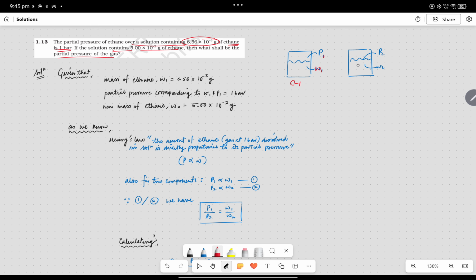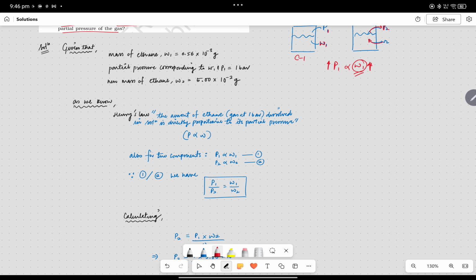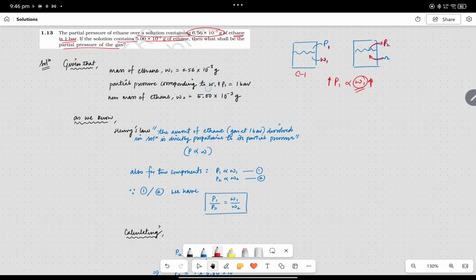Also obviously if we change the weight that is mixed in this solution, the composition, the partial pressure is going to change because of Henry's law. We know partial pressure is directly proportional to the mole fraction, or you can say weight, because the molecular weight is going to be the same. So if you increase that weight, the partial pressure is also going to increase. So if you change the weight composition, then how much the partial pressure is going to change, that you have to calculate right now.